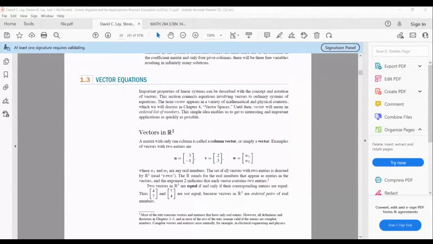Okay, so we are recording here. Can everybody see the page there for section 1.3 vector equations? It's showing up okay in the viewer. Maybe give me a thumbs up. Yes, I can see it. Wonderful, wonderful.